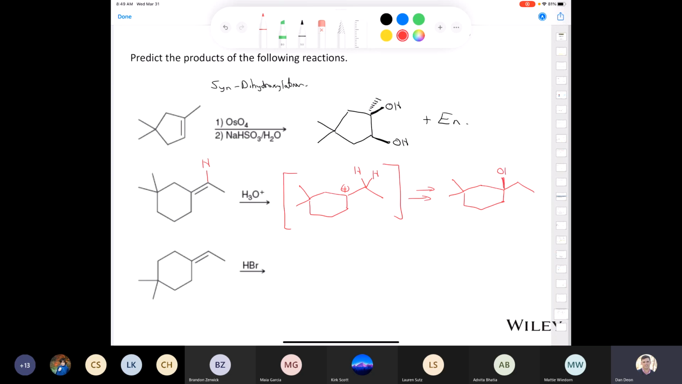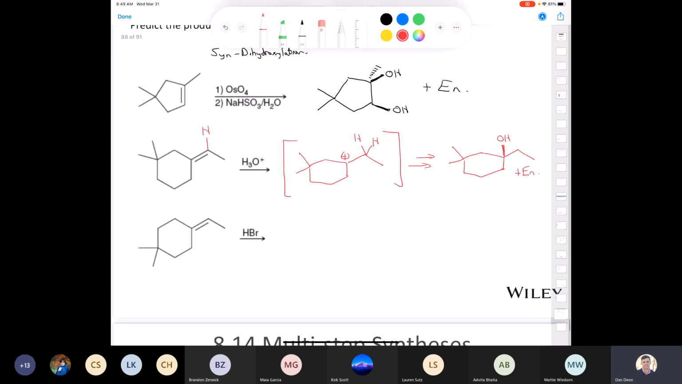This is a chiral center right here. And so we'd end up with that molecule plus the other stereoisomer, its enantiomer. Okay, next one is a Markovnikov addition of HBr across a double bond.